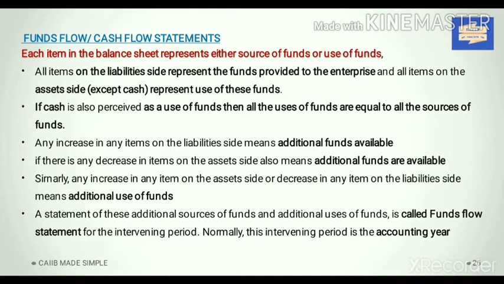If cash is also perceived as use of funds, then all the uses of funds are equal to all the sources of funds. Any increase in any item on the liability side means additional funds available, and any decrease in the items on the asset side means additional funds available. Similarly, any increase in any item on the asset side or decrease in any item on the liability side means additional use of funds. A statement of this additional source of funds and use of funds is called a funds flow statement for the intervening period. Normally, the intervening period is an accounting year.